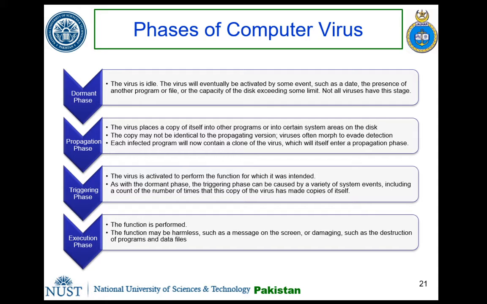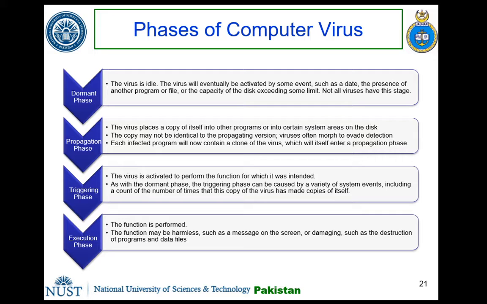During its lifetime, a typical virus goes through the following four phases. That is the dormant phase, propagation phase, triggering phase, and execution phase. In the dormant phase, the virus is idle. The virus will eventually be activated by some event such as a date, the presence of another program or file, or the capacity of the disk exceeding some limit. Not all viruses have this stage.